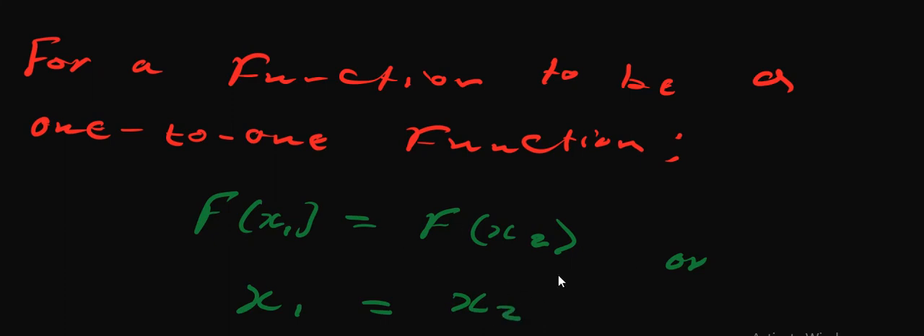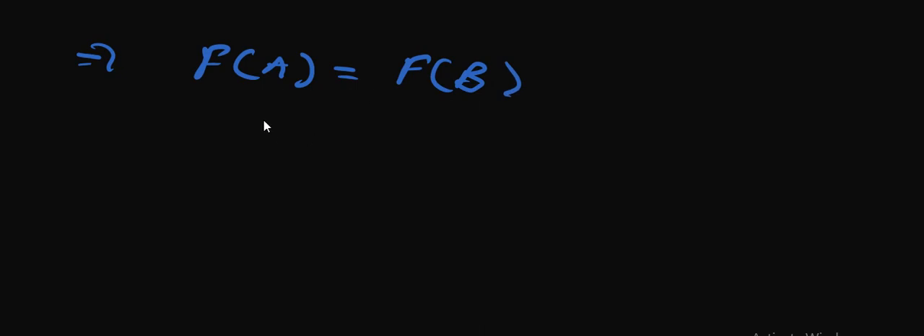This is what I'm using, but in some books you find that they don't use x1 or x2. Instead, some books will say f of a should be equal to f of b, of which you can say a should be equal to b. So some books use that, some books use what I have used. Okay, so let's quickly look at some few examples.